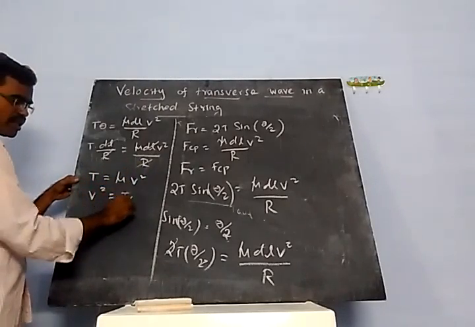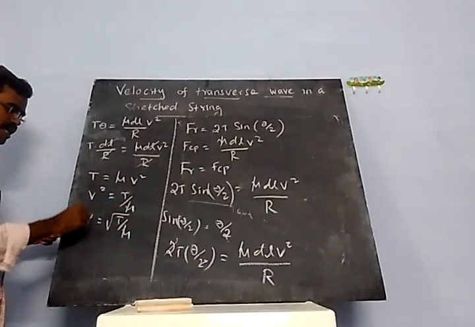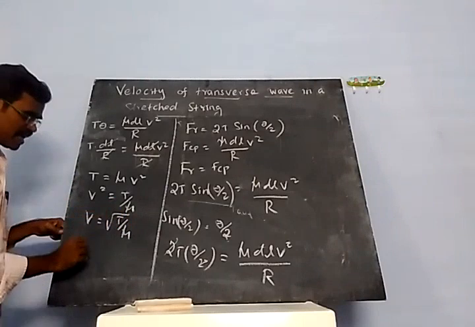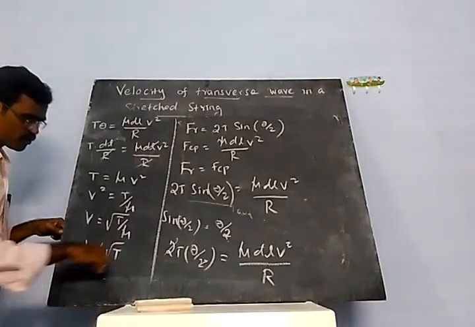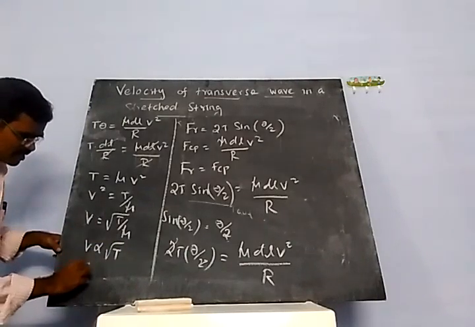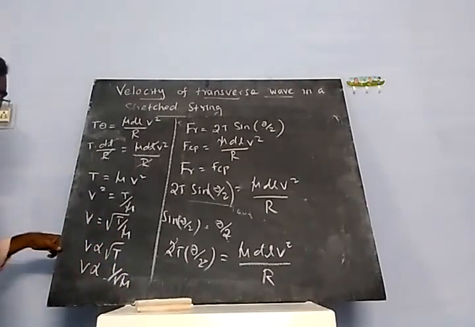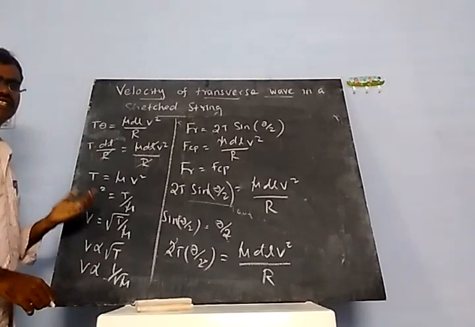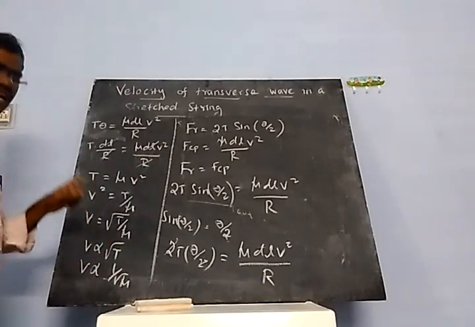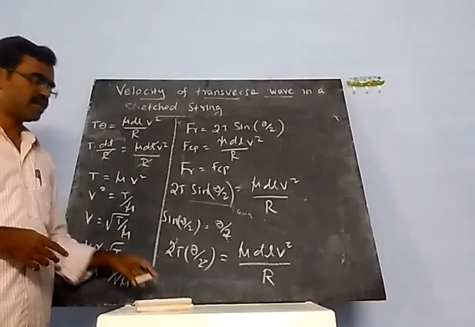Then v squared is equal to T by mu. Then v is equal to square root of T by mu. So here v is the velocity. The velocity of a stretched string is directly proportional to the square root of tension at the given linear mass density, and inversely proportional to the square root of linear mass density, and independent of the shape and size of the wire. So the velocity only depends upon the tension and linear mass density. Okay, do you understand, ma'am? That's all. Thank you.